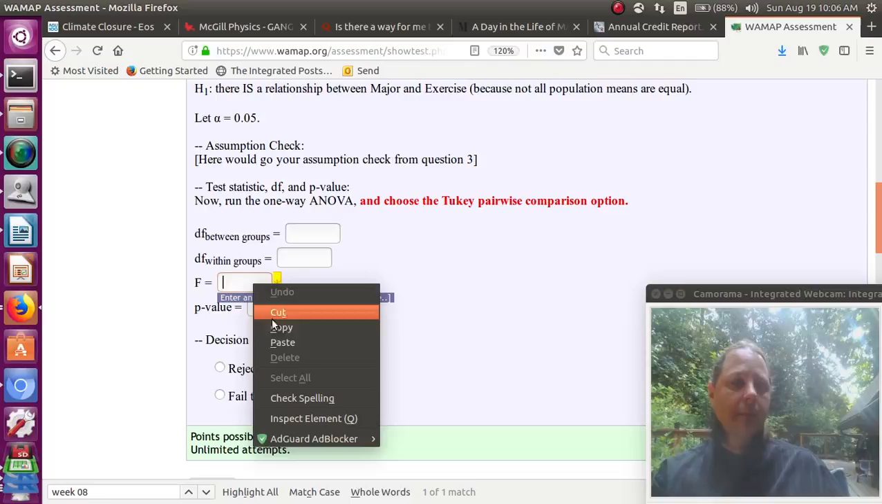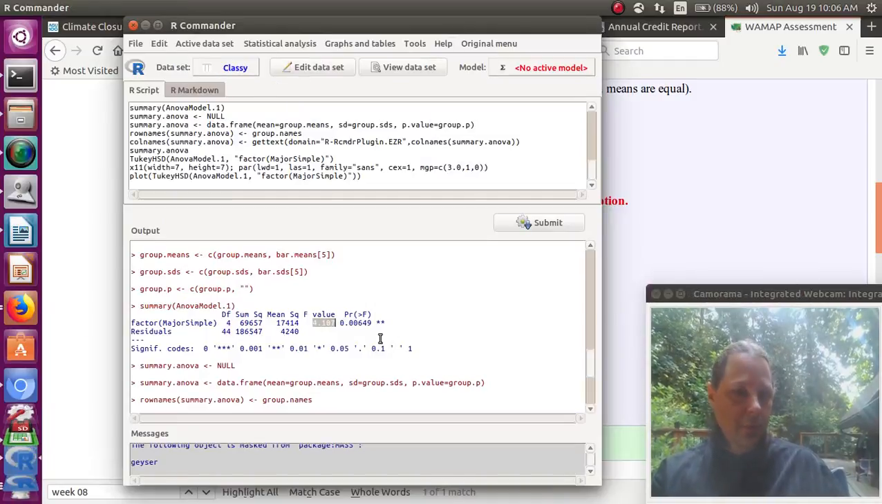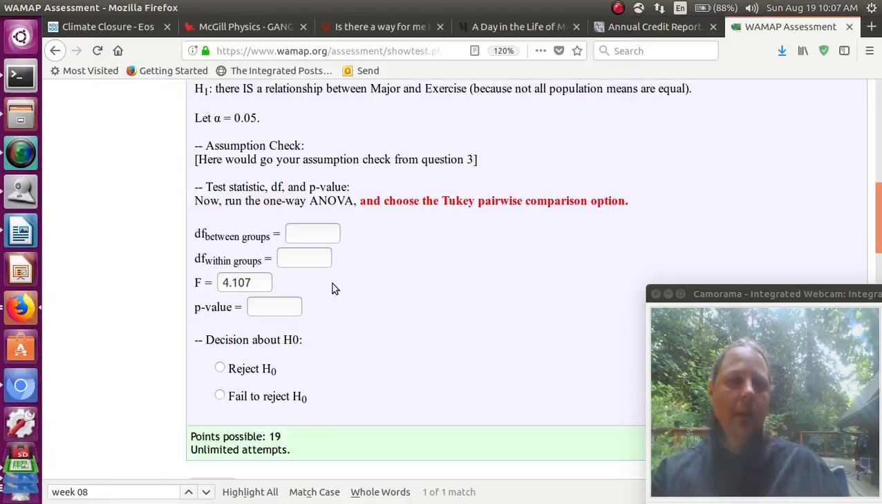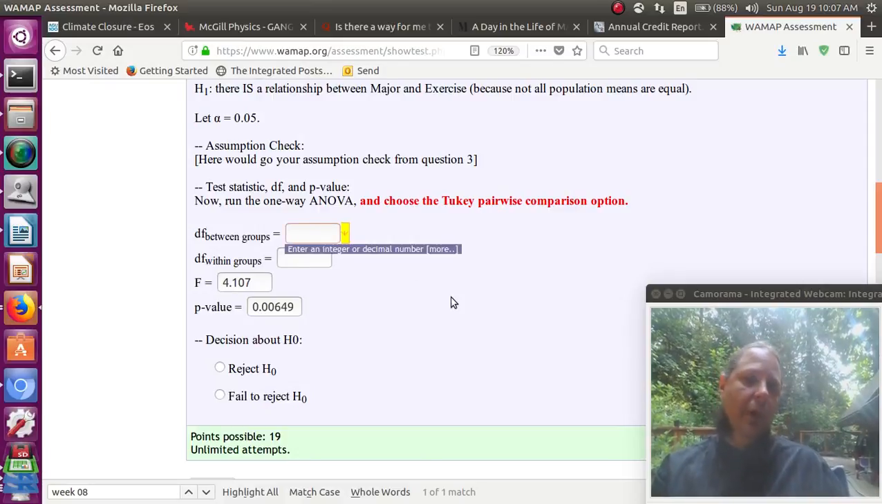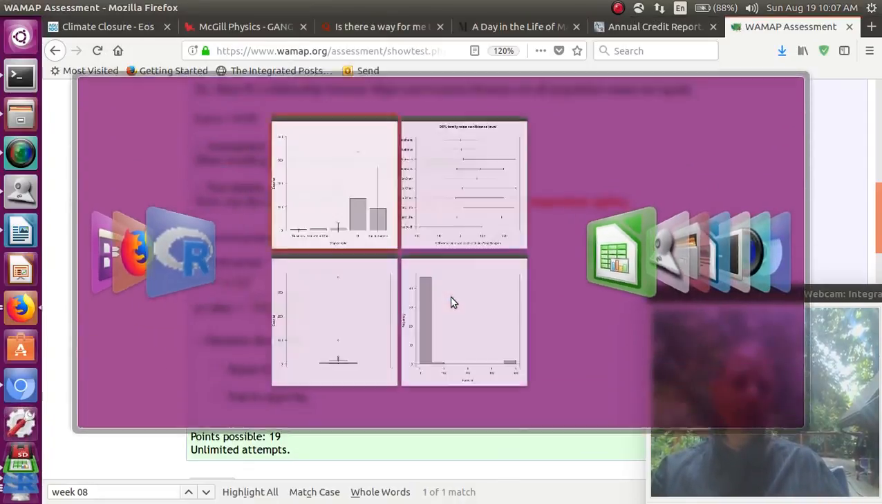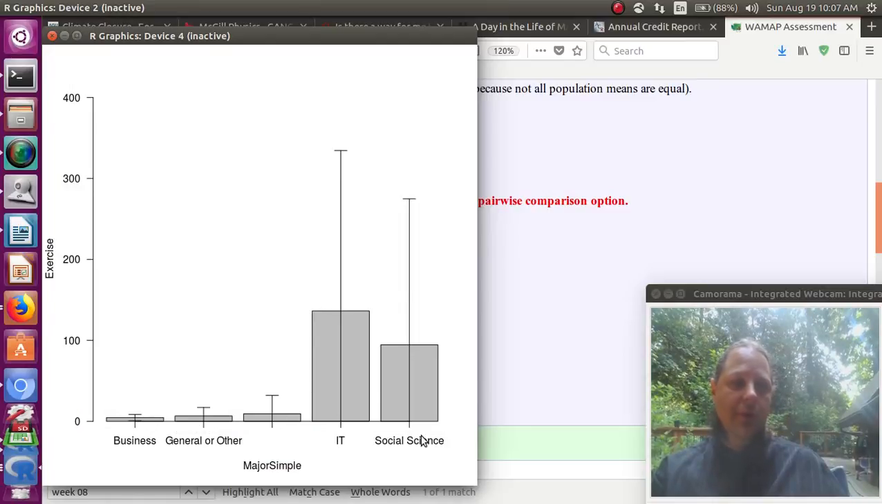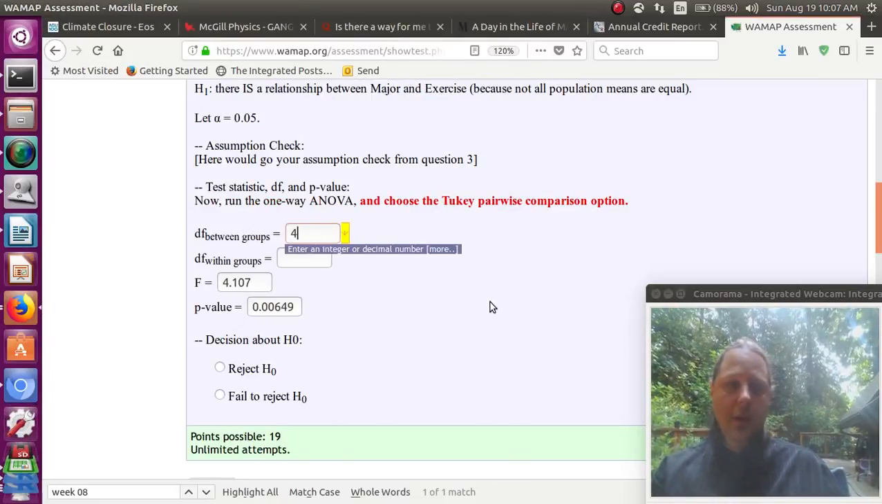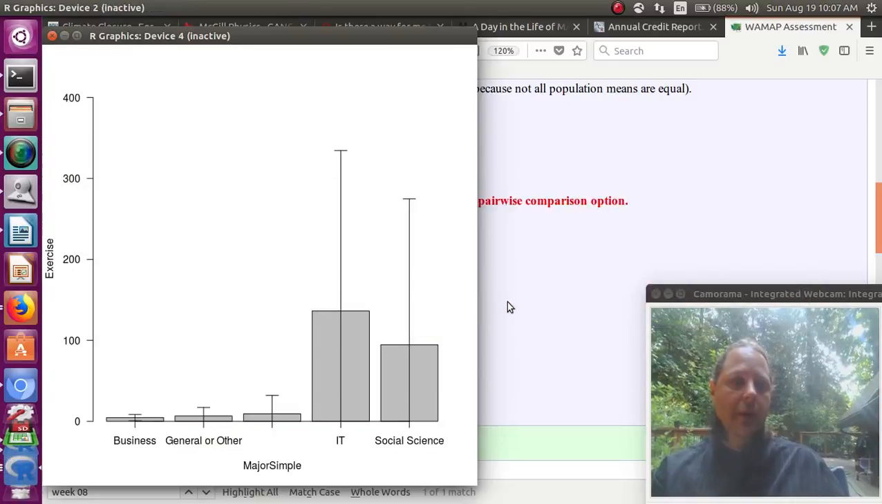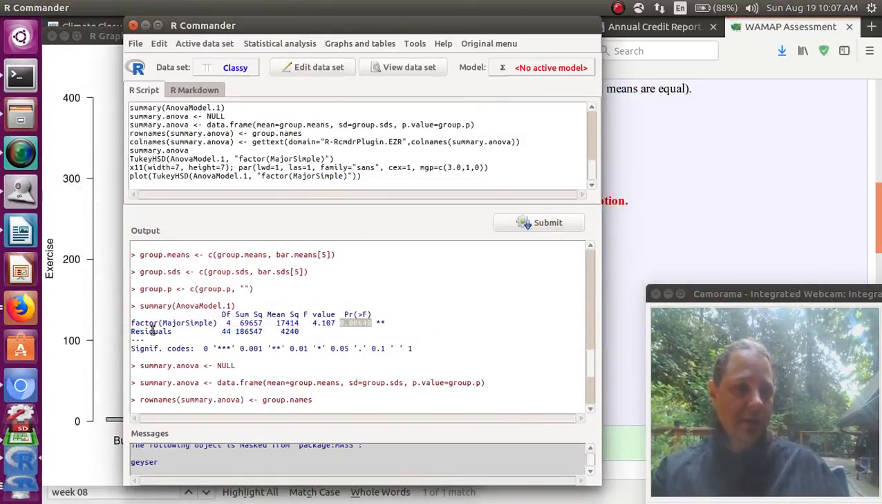That's my test statistic. My p-value is 0.00649. I'm going to copy that. Paste that. Now, the degrees of freedom. Well, there are 1, 2, 3, 4, 5 different major groups, and so that means that there are 4 degrees of freedom for between groups comparisons. I can also find that in my R output. It's right here where it says degrees of freedom for the factor is 4. Degrees of freedom for the residual, that is within groups rather, is 44.